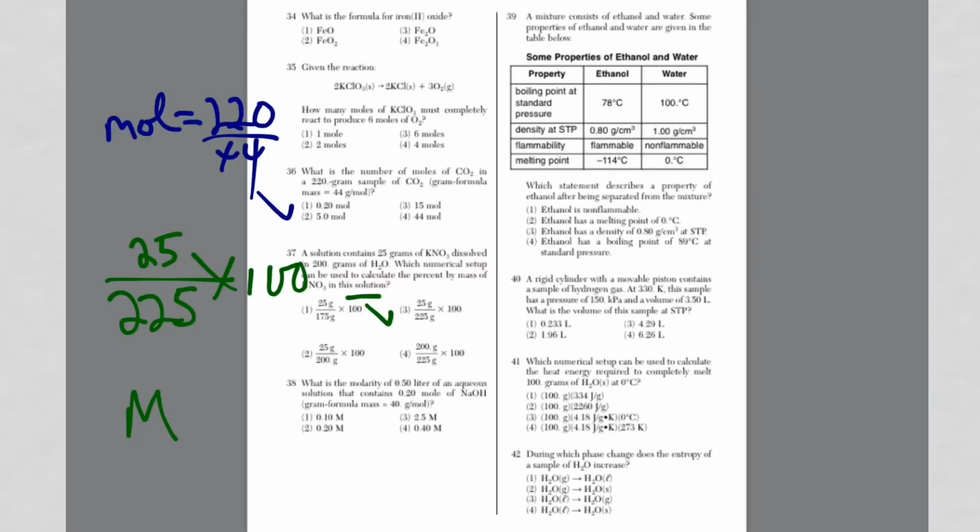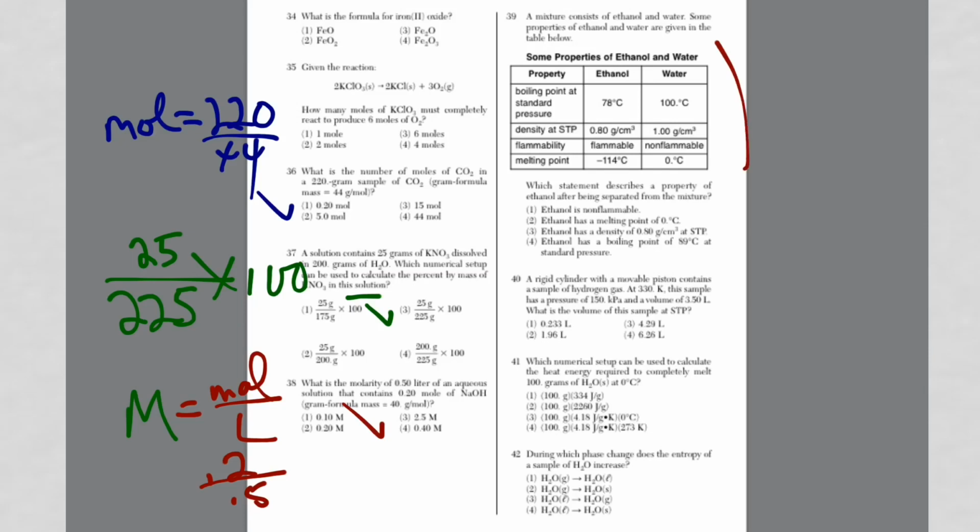Does it make sense? Well, we have molarity is equal to moles of solute over liters of solution. So we have 0.2 moles of NaOH, and the solution is 0.5 liters. So 0.2 divided by 0.5. So the answer is going to be, when you plug it in your calculator, always use your calculator, 0.4, or choice 4. Question 39, we have a table.